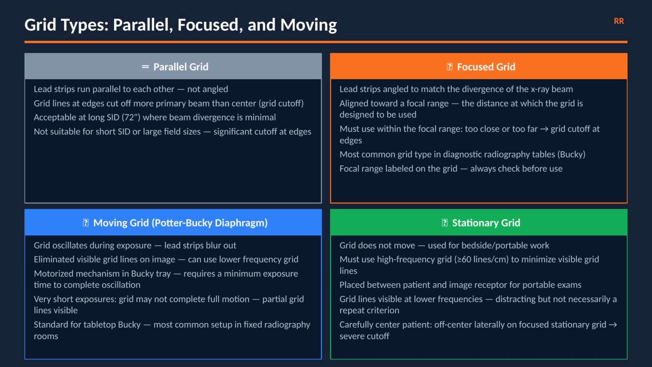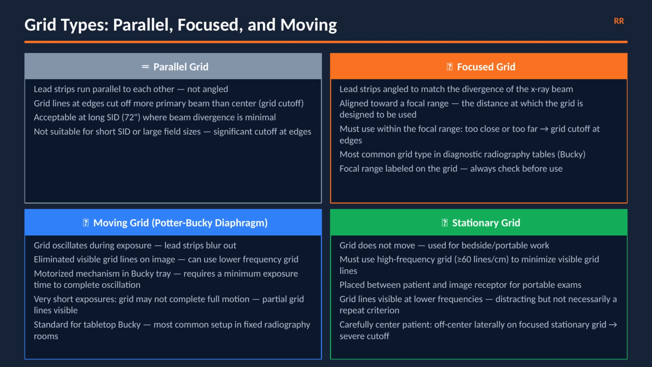The Bucky focal range is labeled on every focused grid, always check before use. Moving Bucky diaphragm, the Potter-Bucky mechanism. The grid oscillates during exposure. Lead strips blur out, and grid lines disappear from the image. Standard for table and upright Bucky units. Minimum exposure time required, the grid must complete its full motion. Very short exposures may show partial grid lines.